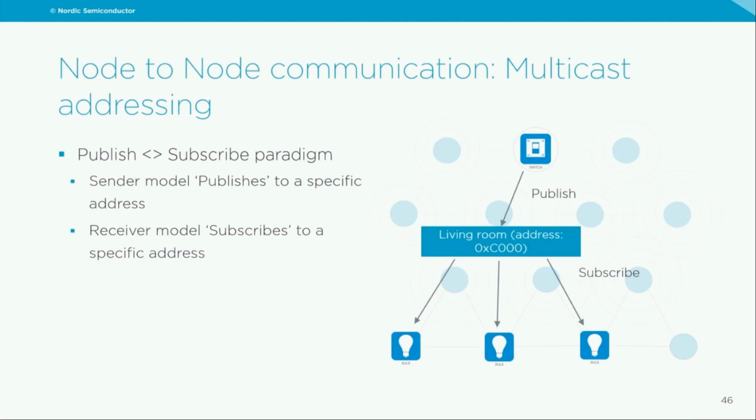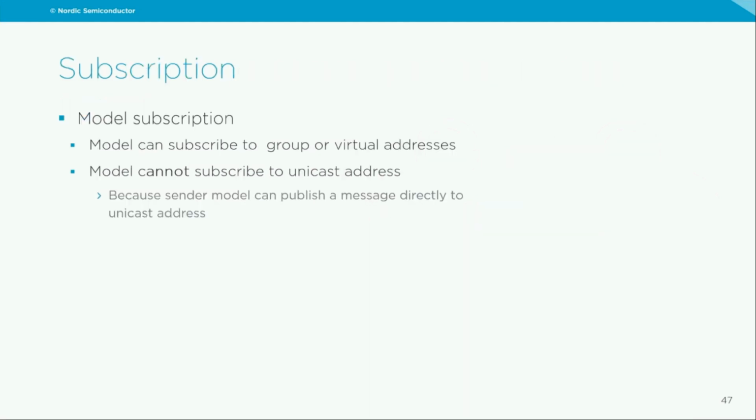Now we will also talk about model subscription. A model can subscribe to a group or virtual address, and a model cannot subscribe to a unicast address because a sender model can publish a message directly to the unicast address.